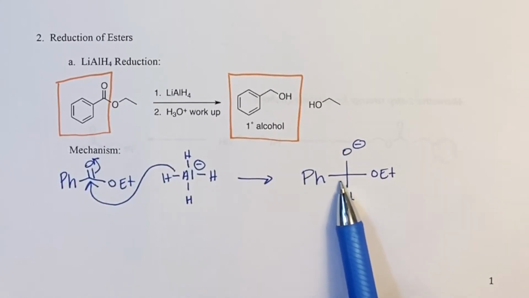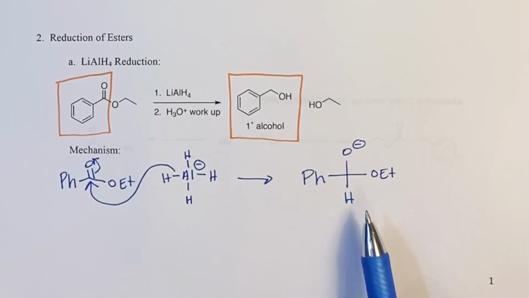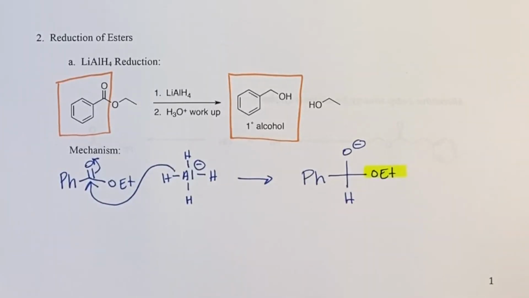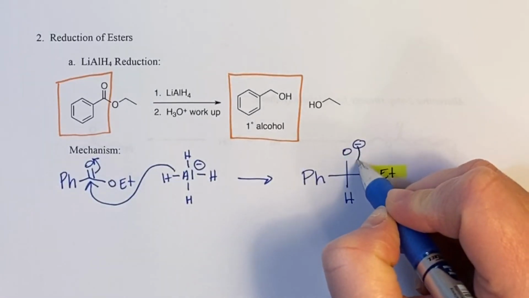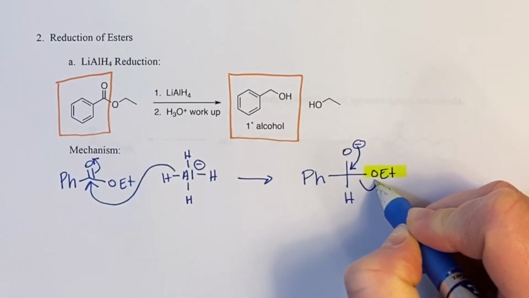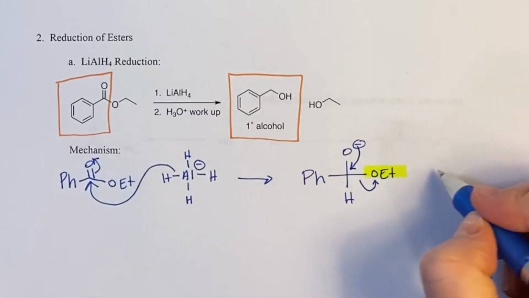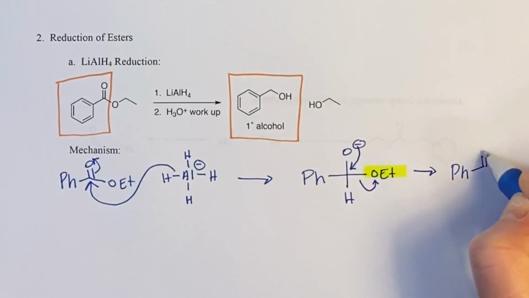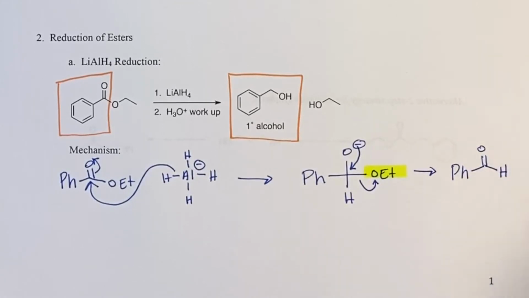And this carbon-carbon bond and carbon-hydrogen bond are no longer able to act as leaving groups. So the only possible leaving group that I have in this reaction is my ethoxy group. So as this tetrahedral intermediate collapses, I can kick out that ethoxy group, and that gives me this. This structure is an aldehyde.